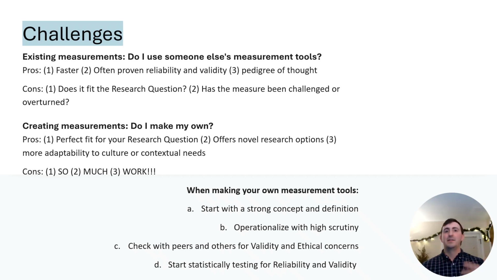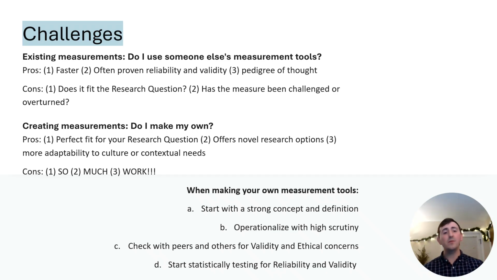Well, the first pro is it's a lot faster. That tool already exists, right? And they've already gone through the work of proving the reliability and proving the validity. That's a lot of work, and they've already done it. And thirdly, it's a part of the pedigree of thought, right? You already know that someone else's measurement is connected to the larger research conversation around a phenomenon. So those are things you no longer have to worry about, and it makes using someone else's measurement very tempting.